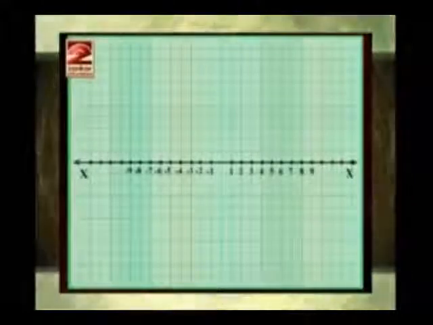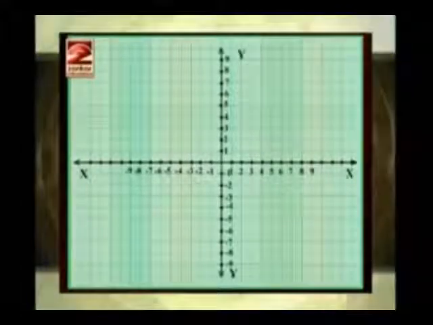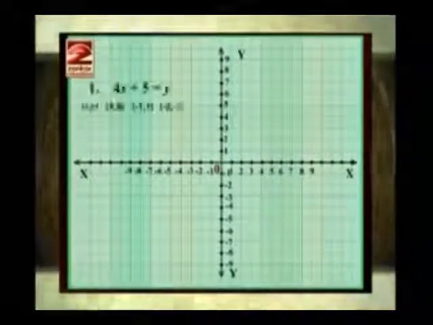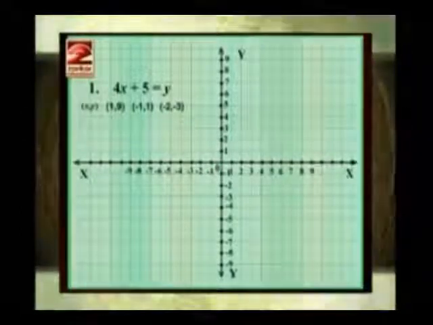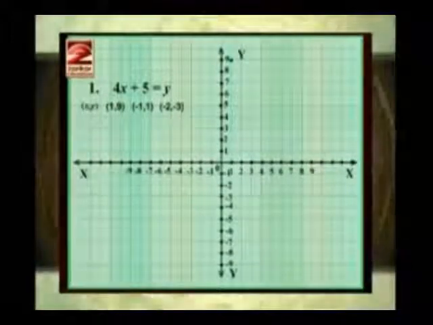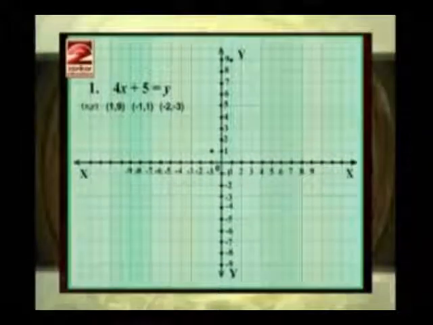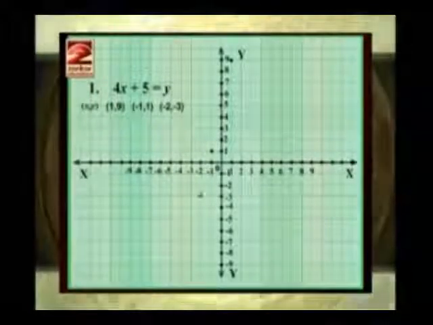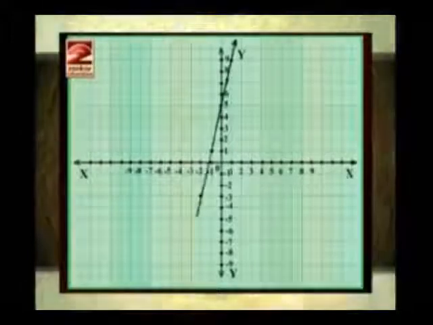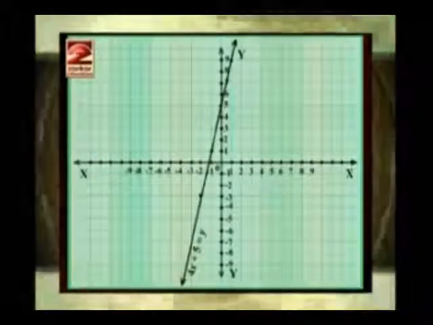So this is the graph paper. This is x-axis. This is y-axis. This is the origin O. Now we'll plot the points for the first equation: (1, 9), (minus 1, 1), (minus 2, minus 3). And now we'll draw a line passing through them.